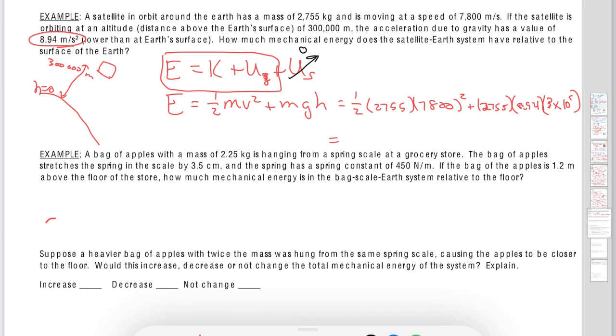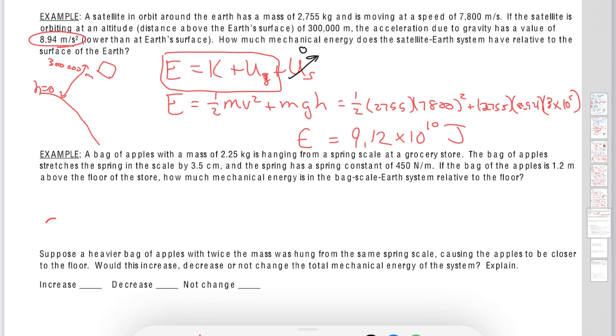All right, and so for this one, you're going to get a big number, right? You're squaring 7,800. You're at a height of 3 times 10^5 meters, so you're going to get a big number. So don't be afraid of that. Make sure you're writing scientific notation. And so as I plug this into the calculator, I'm going to get an energy of 9.12 times 10^10 joules.